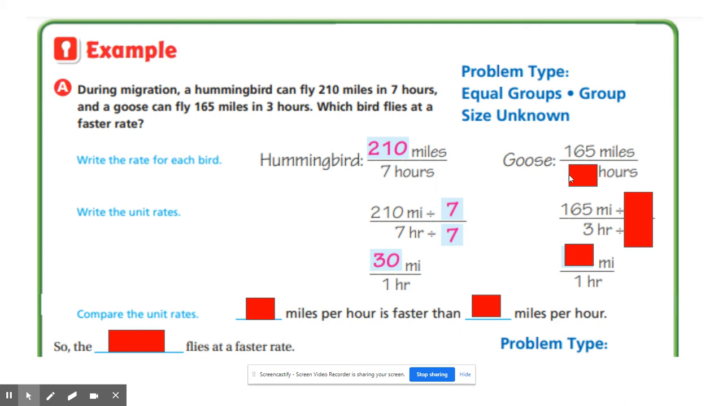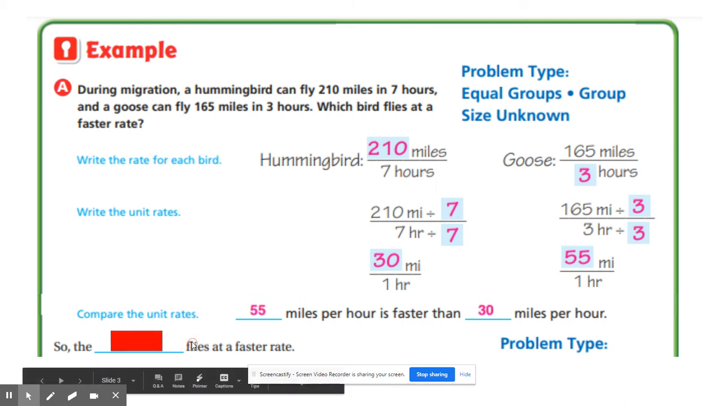Our goose is 165 miles in 3 hours. So we divide by our denominator, which is 3. And we find out that it is 55 miles per hour. So we know that 55 miles per hour is faster than our 30 miles per hour. So the goose flies at a faster rate.